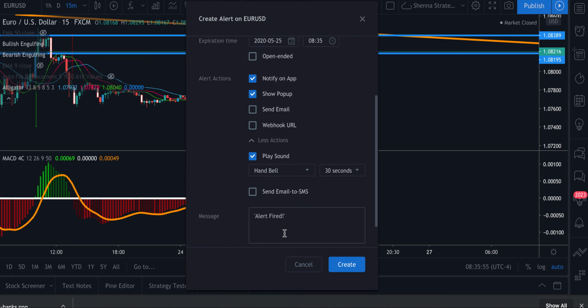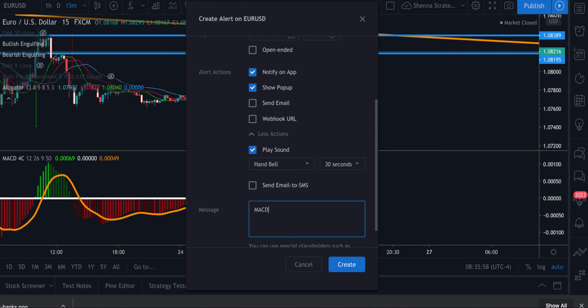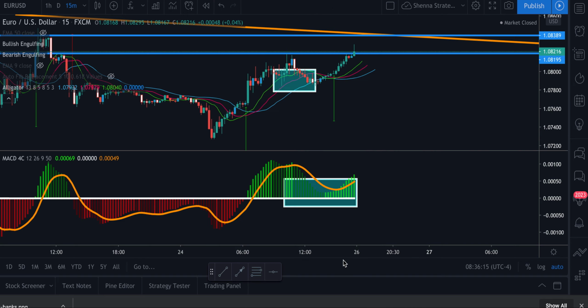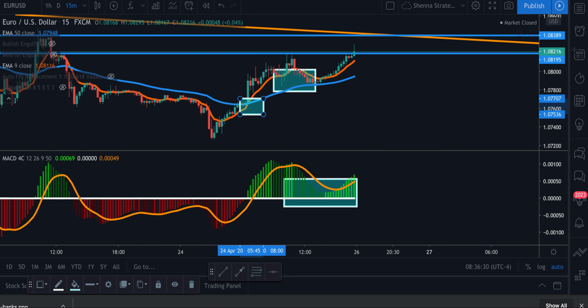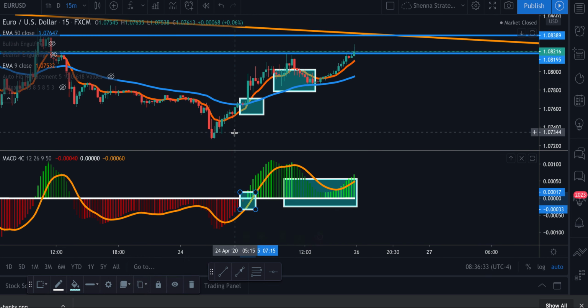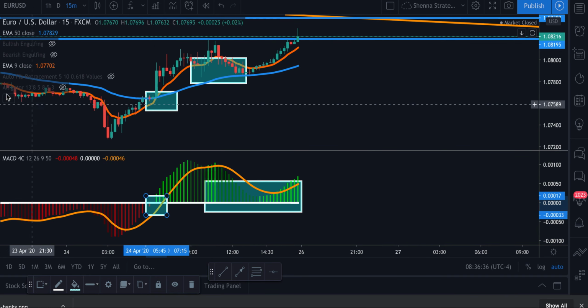and I'll say MACD. Let's put euro USD MACD slash EMA cross on 15 minutes. And what that means basically is anytime, let me kind of hide these real quick. Anytime the 9 EMA and this goes up at the same time, this indicates a change in momentum. So I could have taken a trade right here.